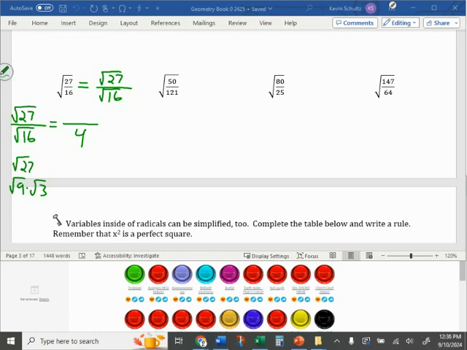Now, we want that root 9 because what does it equal? 3. So the root of 27 becomes 3 root 3, and that ends up being the numerator of this fraction: 3 root 3 divided by 4. And again, if you were to take this root of 27/16 and whatever nasty decimal you get in your calculator, if you take 3 root 3 divided by 4, it's the same exact nasty decimal. Okay? You've done it correctly.